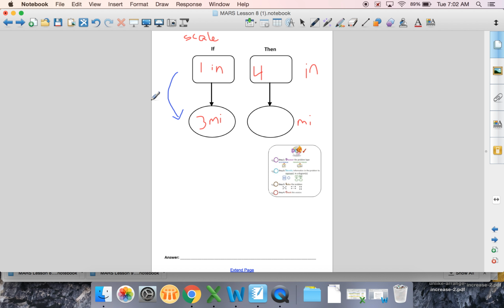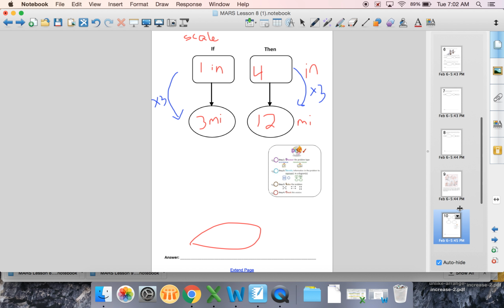I notice 1 times 3 gives me 3 miles. So if I do 4 times 3, I should get my answer. So 4 inches is actually going to represent 12 miles. Make sure again you fill in your answer down here.